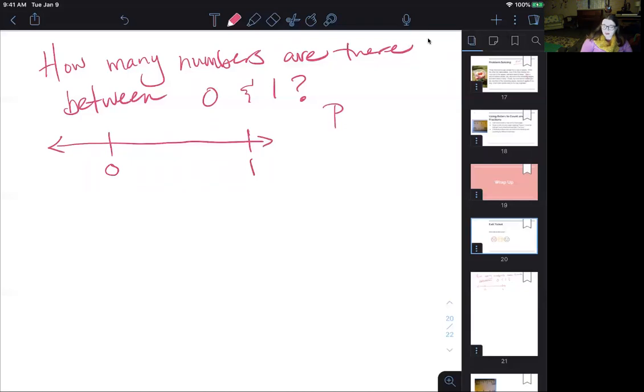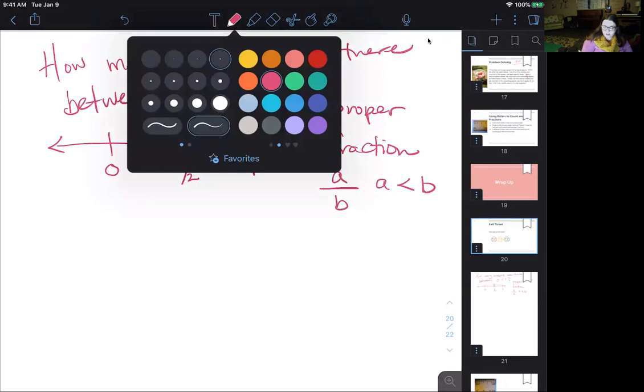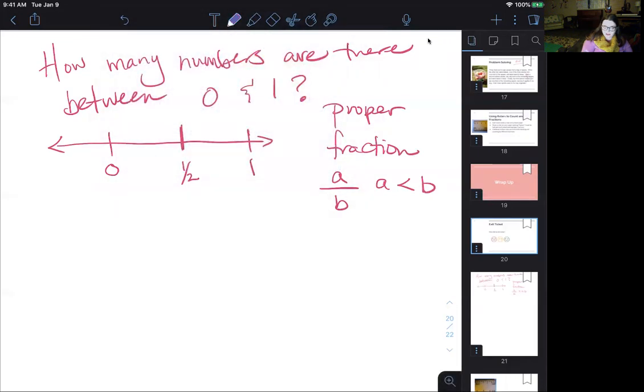So proper fractions have a numerator, a, that is smaller than the denominator, b. So a is less than b. And so we can start with this number line and we can actually cut it in half. That's really easy to do. So here would be my halfway point.